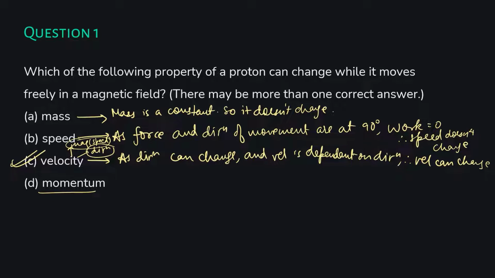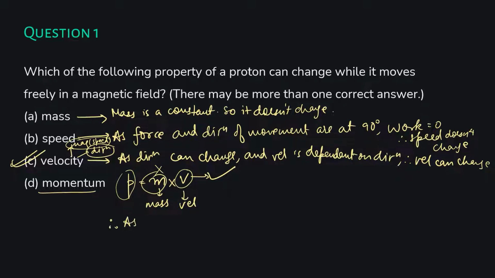Now momentum. What is the formula for momentum? We used to denote momentum by P, and P is equal to m into v, where m is the mass and v is the velocity. So now can mass change? No, it can't change. So momentum can only change if the other quantity can also change due to the magnetic field. Can velocity change? Yes, we just learned in the previous point that velocity can actually change while a proton is moving in a magnetic field.